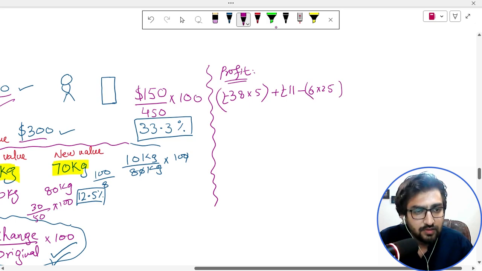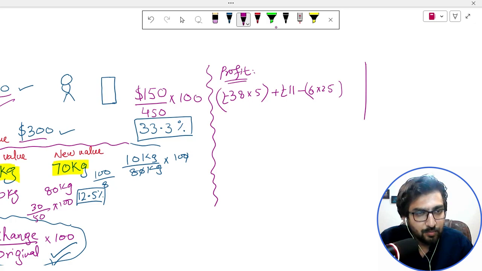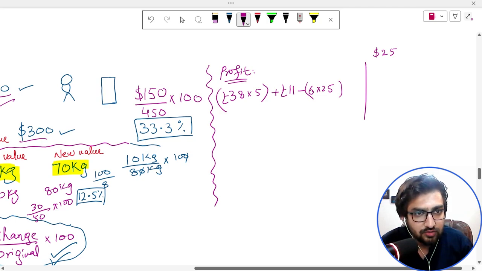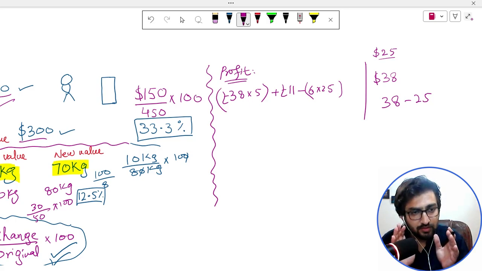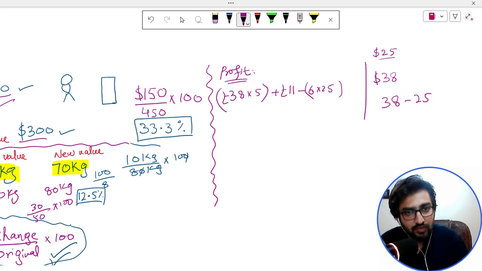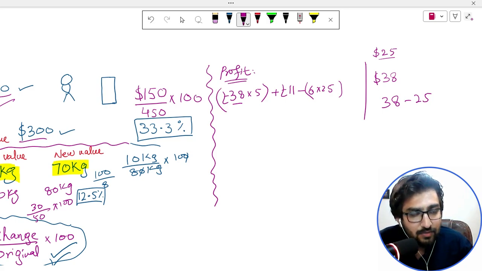Let me give you another example. A person buys a watch for $25, one watch, and he sells that for $38, right? If you want to find out the profit, what will you do? 38 minus 25, right? $25 is the price at which he bought that watch. So the profit is in between, right? From 25 to 38, that is the profit. So this is what we are doing here. Actually, there are 5 watches which he sold at 38 pounds. So this is 38 times 5 plus 11 pounds, the one which has some scratches, and minus 6 times 25. So this will give you the profit.